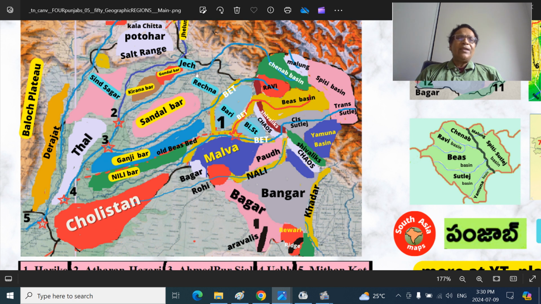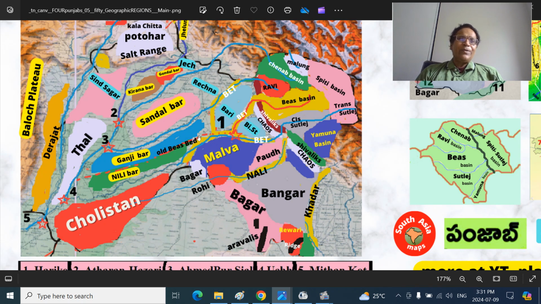Then Rechna Doab, Ravi River and Chenab River. Rechna Doab, this is the Sandal Bar area. Faisalabad district exists here, that is the Lalpur district. Then you have the Bari Doab, that is the Beas River and Ravi River. After Beas joins Satluj, it is still called Bari. It's the old bed you can see here. Bari Doab is called Upper Bari Doab across the Radcliffe line, that is the Gurdaspur and Amritsar district. South is called the Lower Bari Doab, essentially Bari Doab.